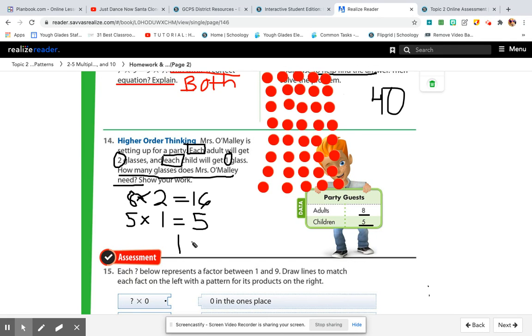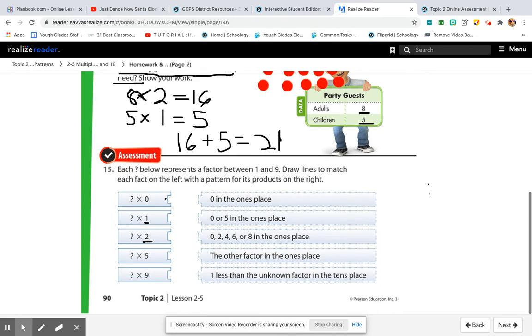So don't always assume it's a simple problem. There are sometimes multiple steps to a problem. In this case, we had 3 steps. We had to find the number of glasses all of the adults received and all of the glasses all the children received, and then combine the 2 in all. So 16 plus 5 is 21. She needs 21 glasses. Remember, whenever you see show your work, you need to show your work or you don't get full credit.